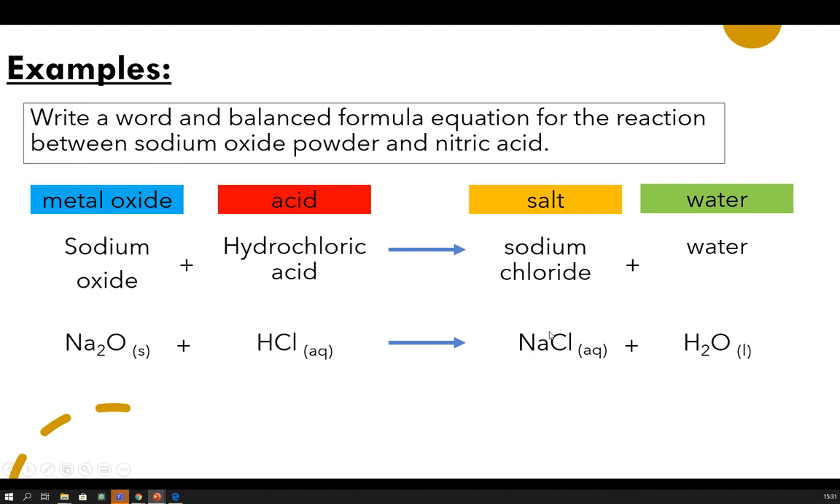We've only got 1 sodium on the right. So we can start by putting a 2 in front of the NaCl. That gives us the 2 sodiums we need, but it also gives us 2 chlorines here. So on this left-hand side now, we need to put a big 2 in front of the HCl. That gives me the 2 chlorines, and it also gives me the 2 hydrogens to balance the H2 over here. And just to double check, we've got 1 oxygen and 1 oxygen, and that's now the balanced formula equation.